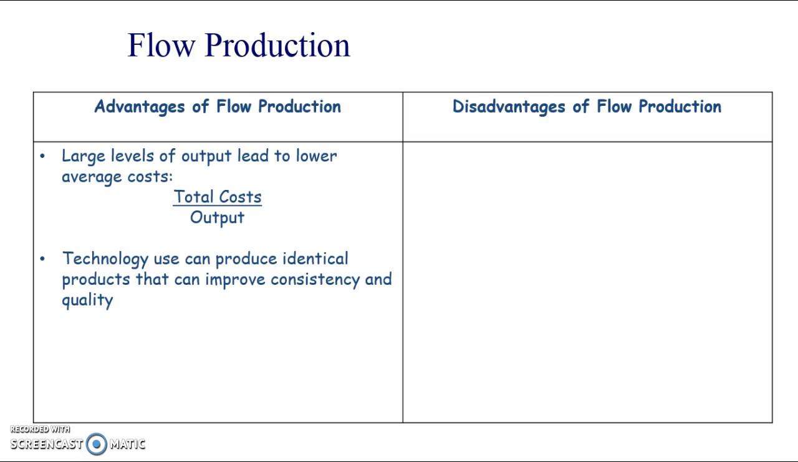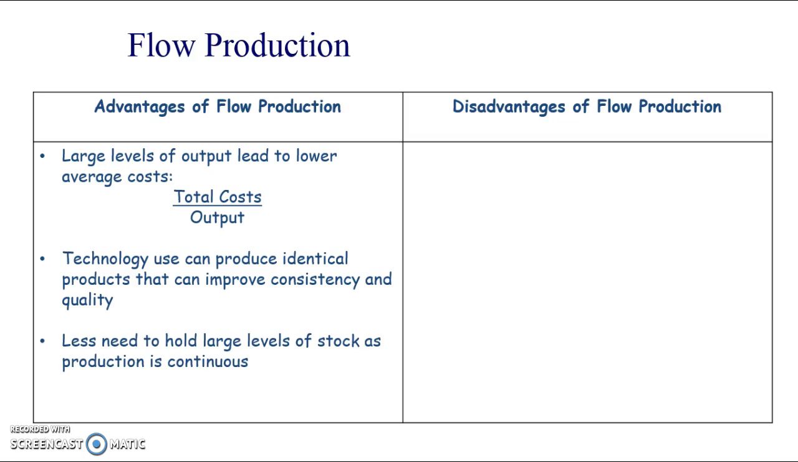Technology. The use of technology can produce identical products. So this can really improve the consistency of the product and its quality for the consumer, because consumers really want consistency. Consistency just means that you're getting the same product every time. So when you buy one bottle of Coca-Cola, you want it to be the same as another bottle of Coca-Cola. You want your experience to be the same.